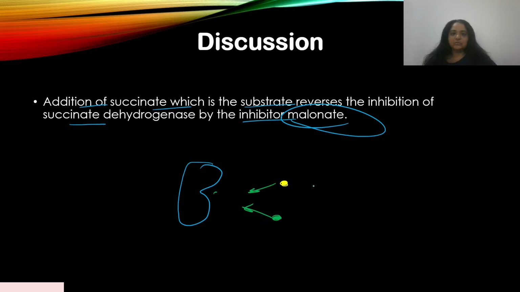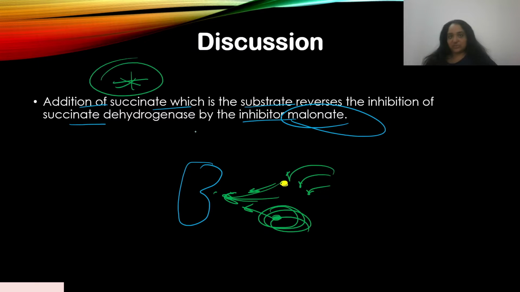Okay, but if you add more succinate, then it overpowers the inhibitor malonate. Since it overpowers the inhibitor, it begins to occupy the enzyme's active sites. So basically this is the logic, and this is competitive inhibition. We already discussed competitive inhibition in the previous question, so it's the same logic here. You just need to remember this example. Again, this example is very important. Okay, let's move on then.